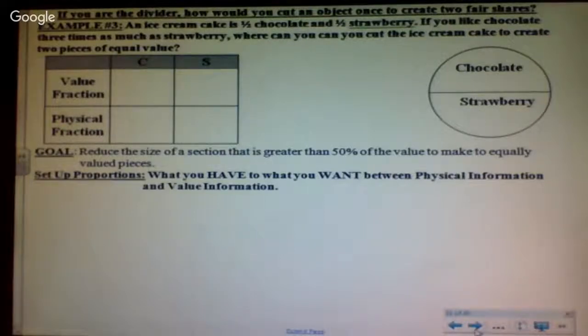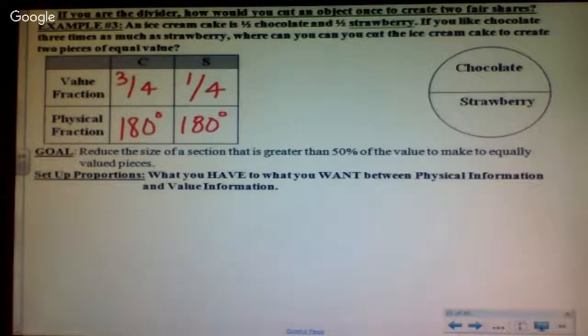Okay, so if you like chocolate 3 times as much as strawberry, what are my value fractions? 3/4 and 1/4. Okay, we're talking a round cake that's half chocolate, half strawberry. So my physical fractions are out of 180. Notice, my cake's not cut. Your job is to find out where we cut it.